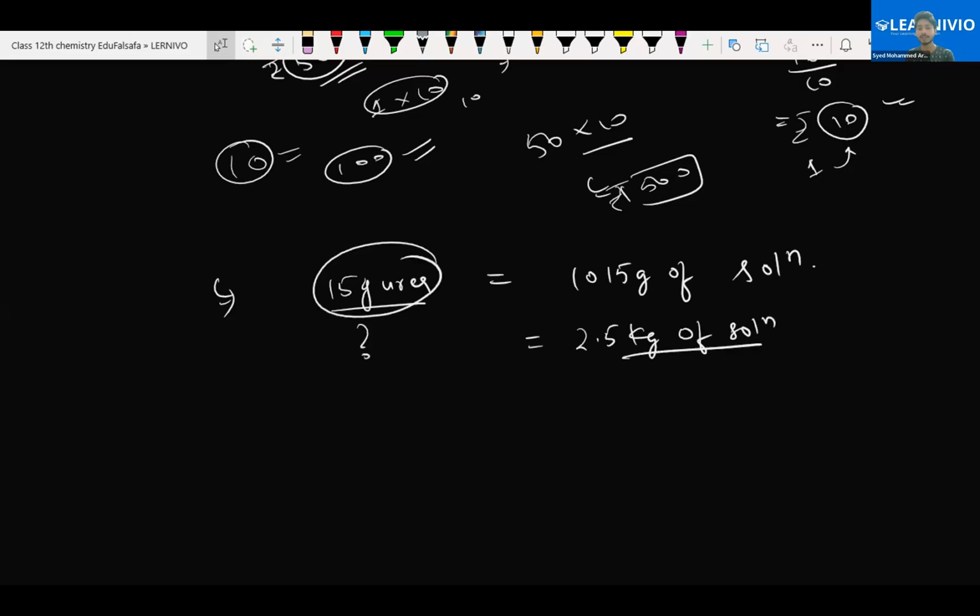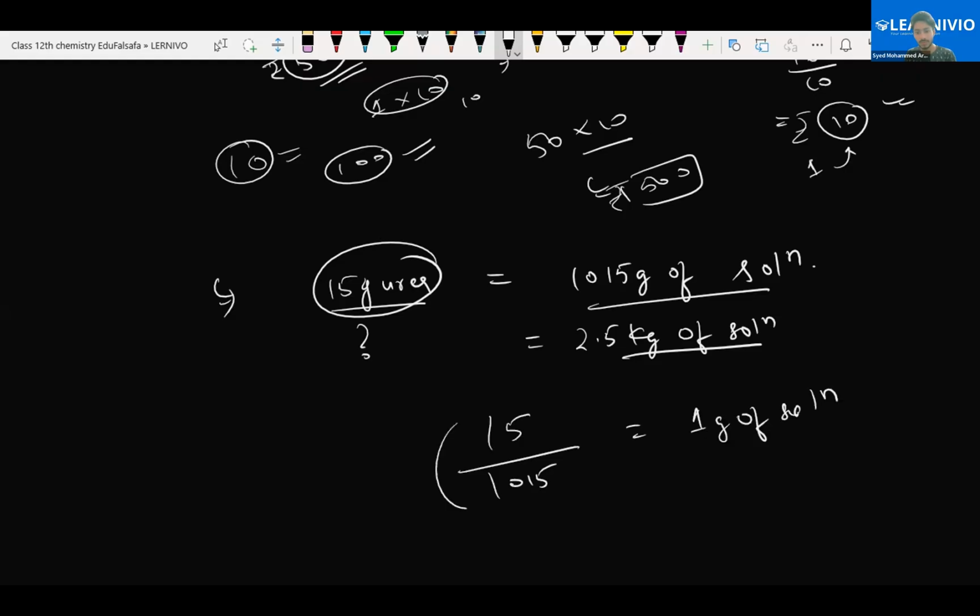This is what it's asking. Look how simple it is. So we will multiply. Just the basic thing: you need to find the weight of the urea which is present in 1 gram. How will you find it? Just 15 divided by 1015, so that is what you end up getting in 1 gram of solution. In 1 gram of solution, this much urea is present. So if I need to find the urea in 2.5 kg, I just need to multiply this by 2500. Got it? Yes, sir.